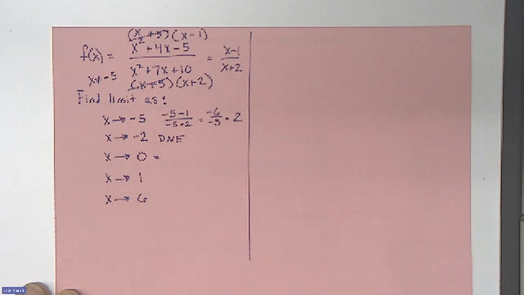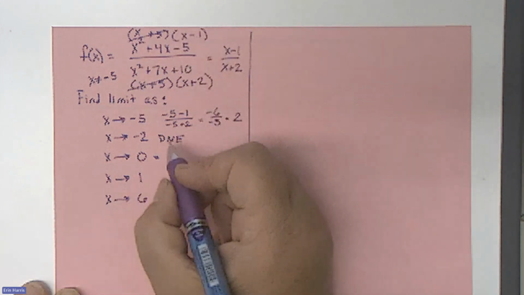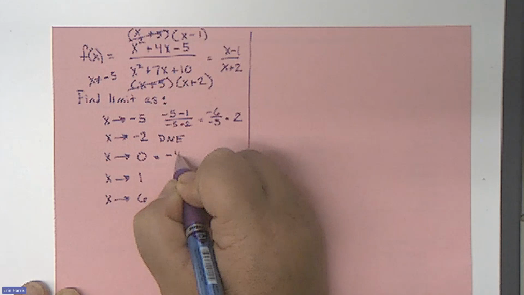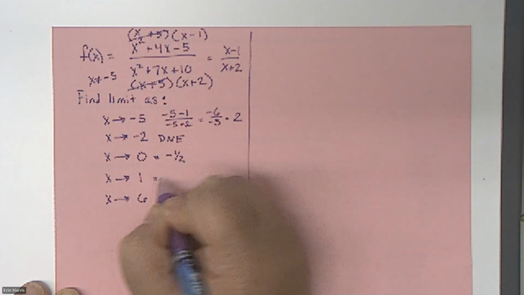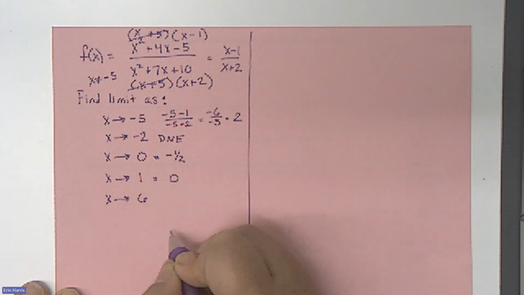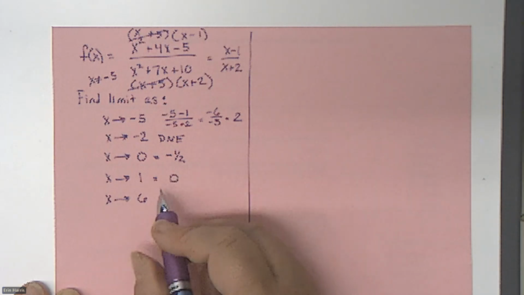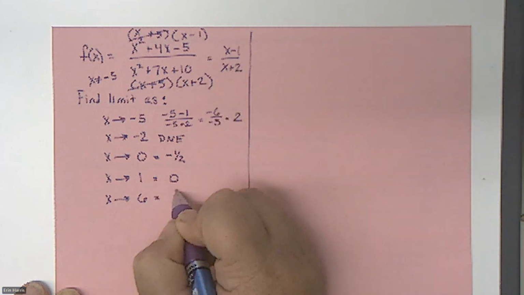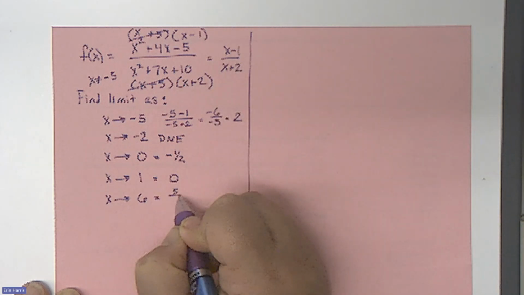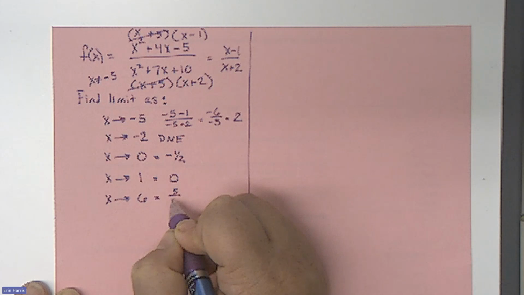Okay, and now at this point, I'm just plugging into the simplified version. So this would be -1/2. This would be 0. This would be 5/6, 5/8.